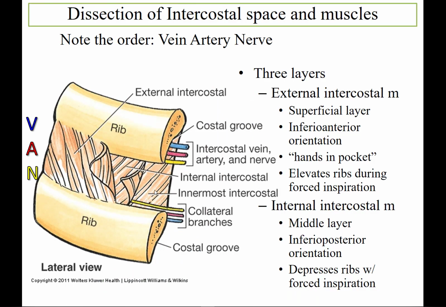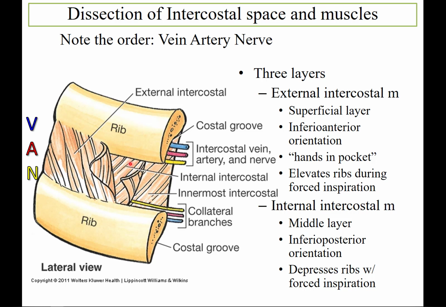Here comes another important slide, because this is something from your dissector. We are going to look at the different layers of intercostal muscles, okay? Note that you have a certain order of the intercostal neurovasculature, which would be VAN, V-A-N, or vein, artery, nerve, okay? If you look at the external intercostals, it's a superficial layer, yeah? The orientation is infero-anterior, like putting your hands in your pockets, okay? During forced expiration, they will elevate the ribs.